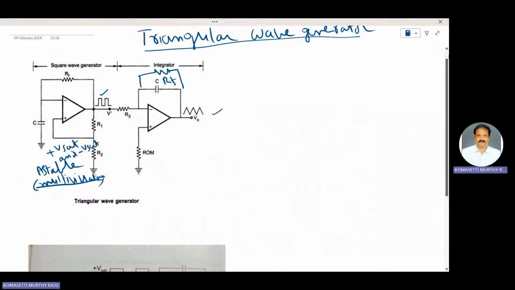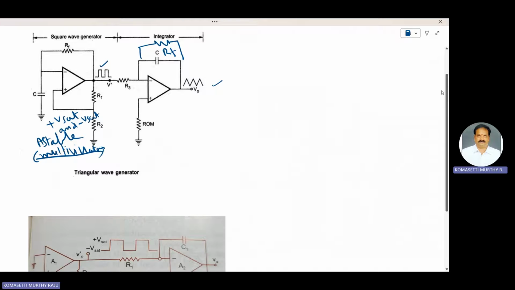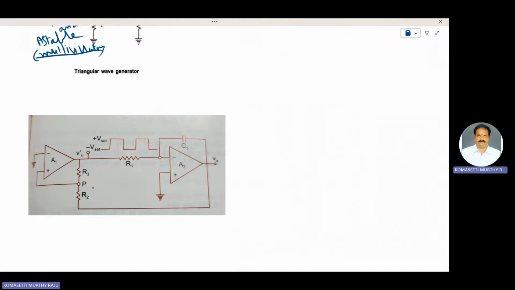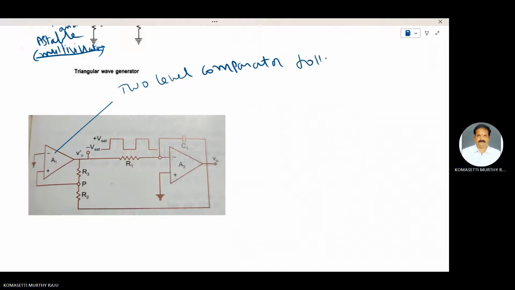We go for another triangular wave generator using fewer components, as shown in the figure. It basically consists of a two level comparator followed by an integrator. This one is the two level comparator, and this one is the integrator.